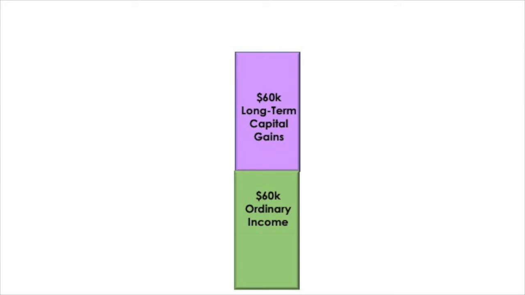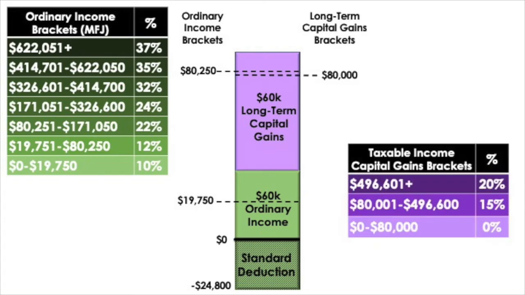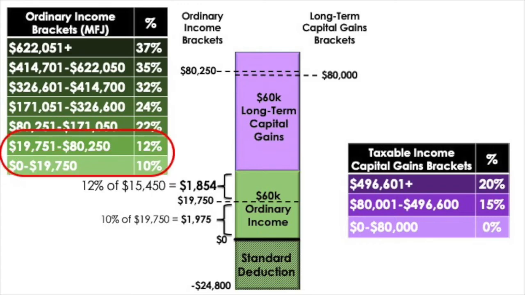So the first thing we want to do is remove the standard deduction. $24,800 comes off the bottom, and then we want to actually look on the left side of the graph where we're showing the ordinary income tax brackets, and contrast that with the right side of the graph where we have the long-term capital gains tax brackets. So the first thing we want to do is look at the ordinary income side, and we see that the green that represents the ordinary income goes through the first tax bracket of 10% up to $19,750 of that taxable income for a tax burden of $1,975, and there's another portion of it that's subject to the 12% tax bracket.